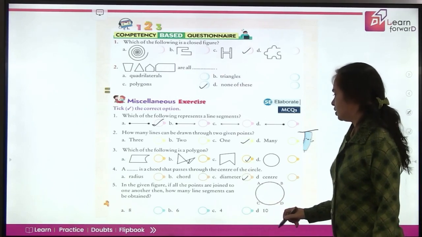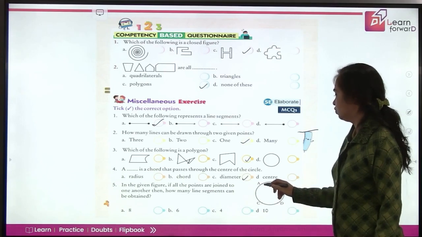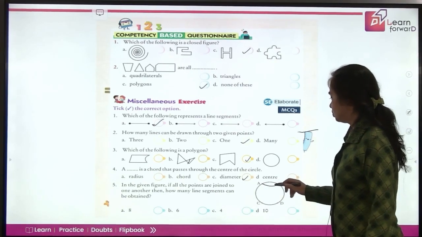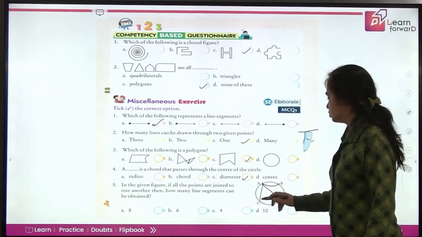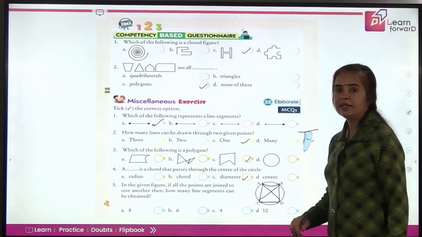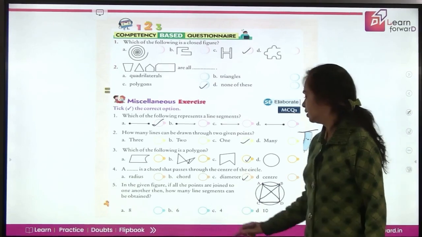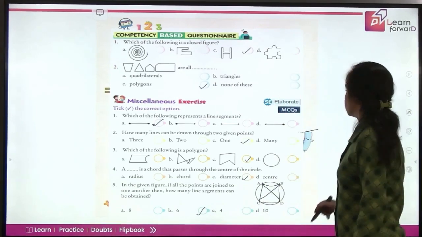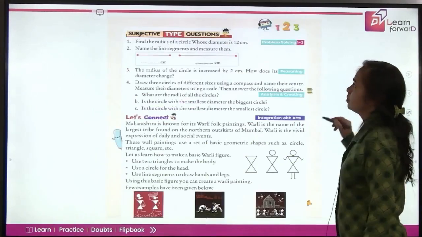In the given figure, if all the points are joined to one another, then how many line segments can be obtained? So if you join them to one another, that means A to B, A to D, A to C. Like this. So how many line segments do you get? 6 line segments. Let's move to the next subjective type questions.